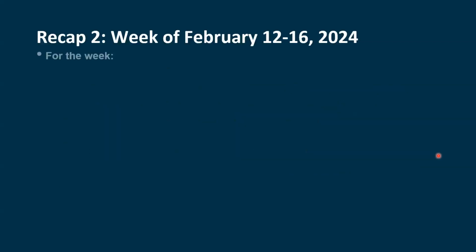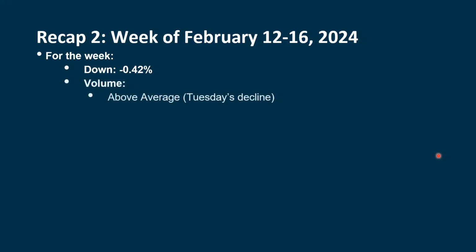Let's go back and talk about what happened. For the week, we were down. This is the first down week that we've had in a while. Not by very much, but we still had a down week nonetheless. We were down 0.42%, and volume was above average, but for most of the week, we were under the average levels. It was really Tuesday's session. CPI came out, it spooked the market, it was stronger than expected.